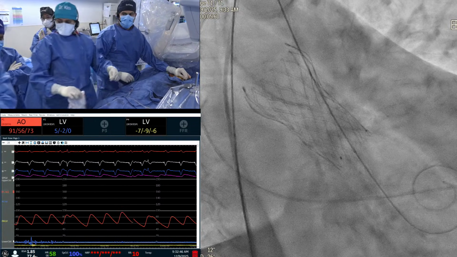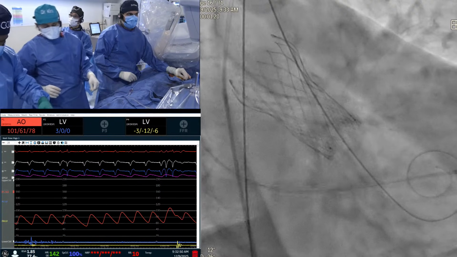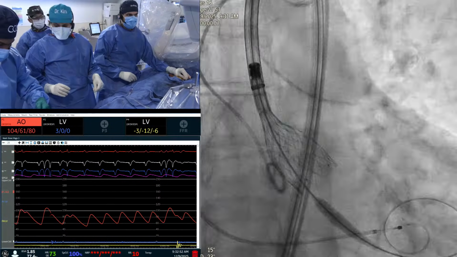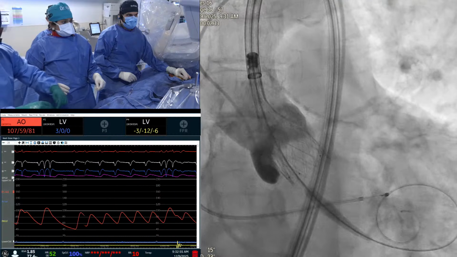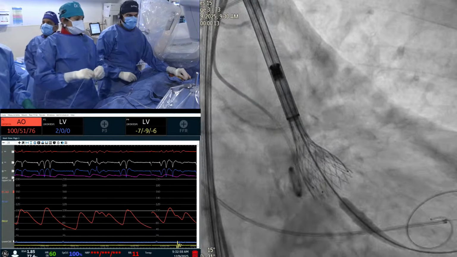Once the inflow starts to flower, that's when you do a cine and do an injection to see how you are. You can see today that it was moved up a little bit higher because of the LVOT. We quickly recognized that and recaptured. That was very important.